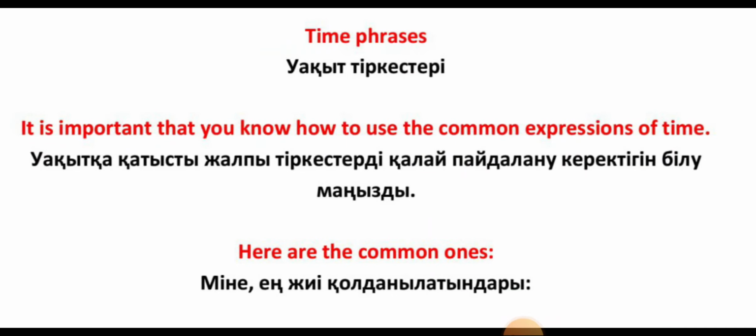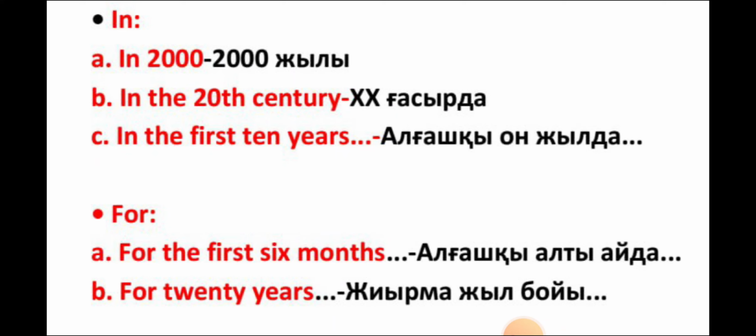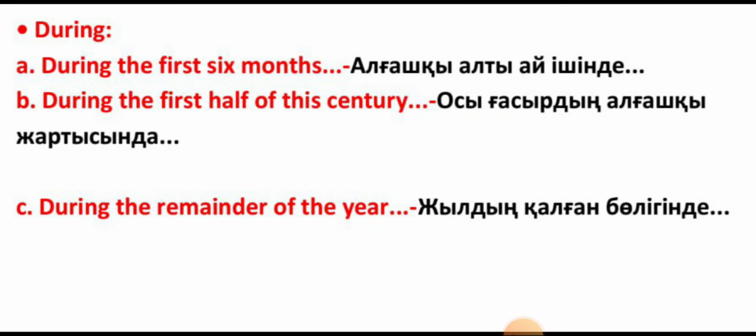It is important that you know how to use the common expressions of time. Here are the common ones. In: A, in a year; B, in the twentieth century; C, in the first 10 years. For: A, for the first 6 months; B, for 20 years. During the first 6 months. During the first half of this century. C, during the remainder of the year.